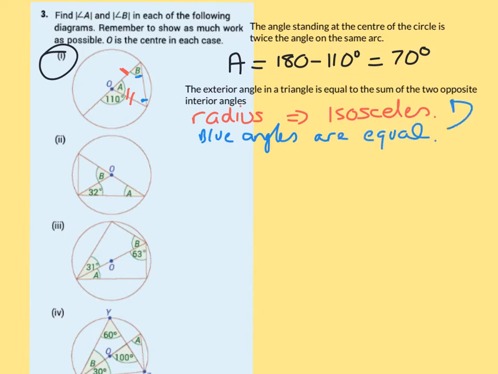And we know that the exterior angle is equal to the sum of the two interior opposite angles. So on that note, what I can do is I can say 110 divided by 2 gives me 55 degrees, which is equal to B.